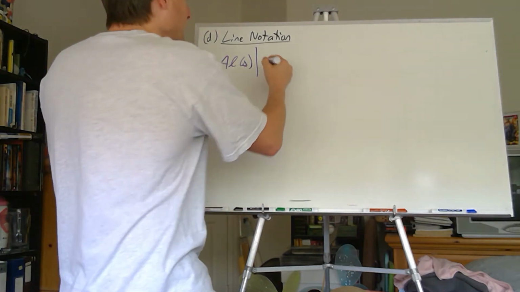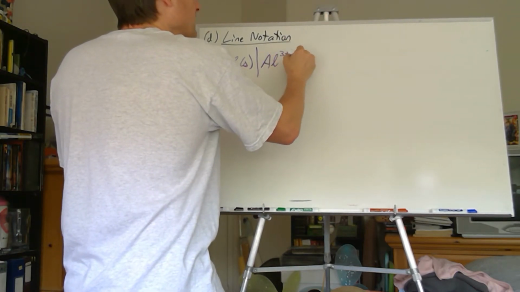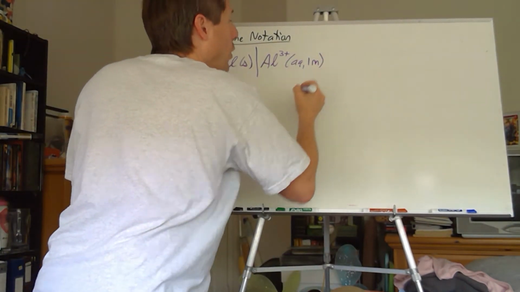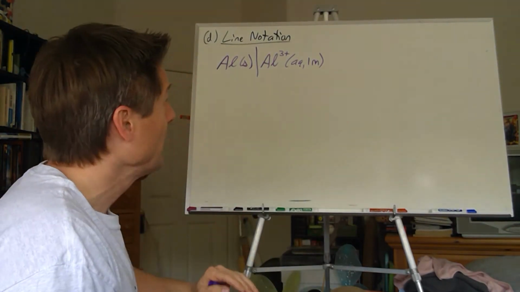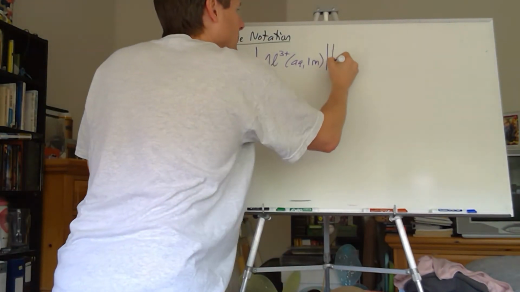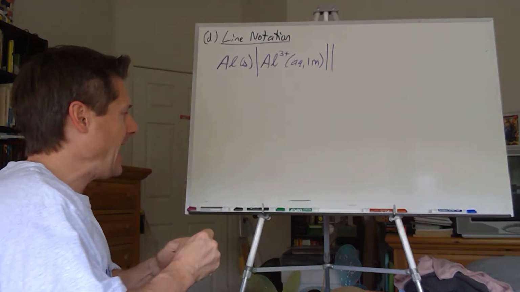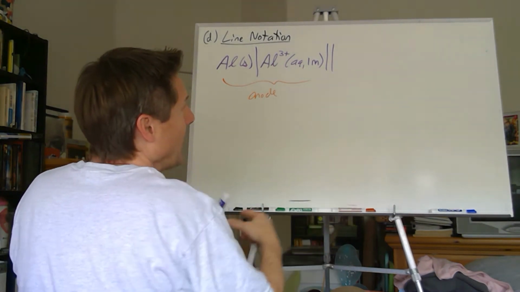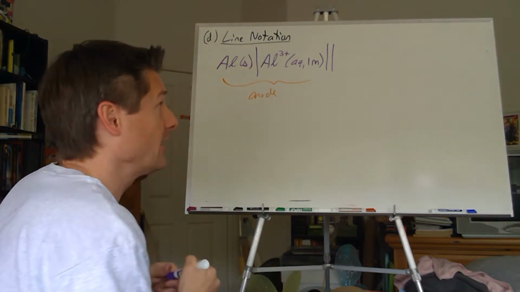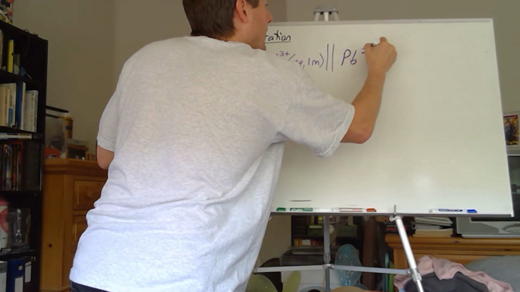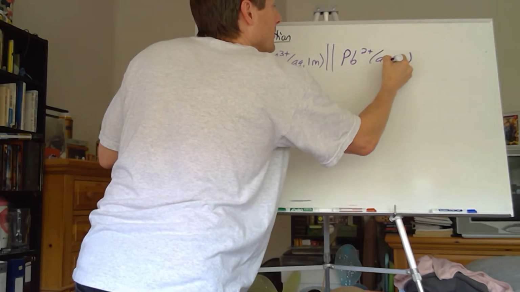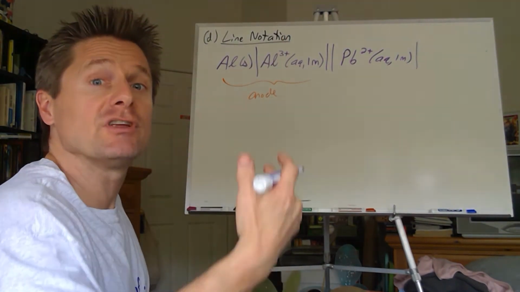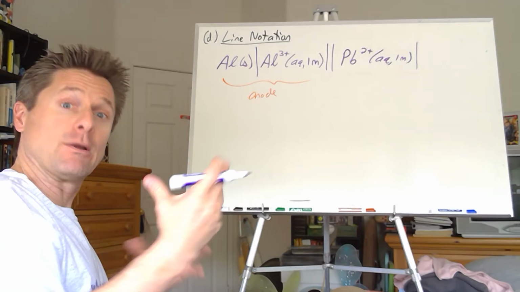We need a vertical line between that and the solution because that represents 2 different phases, correct? And since we're at standard conditions, we can write 1 molar, or you could do activity equals 1. I take both. Then we're going to have the salt bridge that separates them, so we get the 2 vertical lines. Then we do the cathode half reaction. So this is the anode. And the cathode is the lead-2 ion reducing to the lead solid. So we're going to have the lead-2 ion at standard conditions. So you could write 1 molar or activity equals 1. I need a vertical line to separate the solution from the solid electrode. We got the liquid and the solid phases.